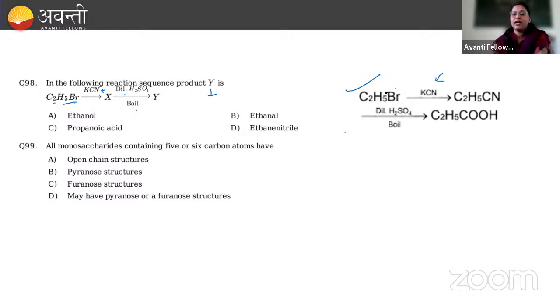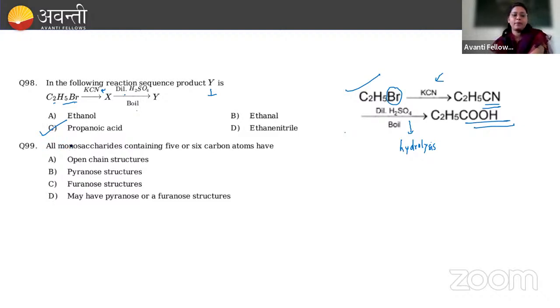See how the reaction is going. C2H5Br reacts with KCN, and Br undergoes displacement, substitution with CN. If you hydrolyze the CN, after acid hydrolysis you are getting COOH, that is propionic acid. So here option C is our correct answer. Right, everyone? Okay, very good.